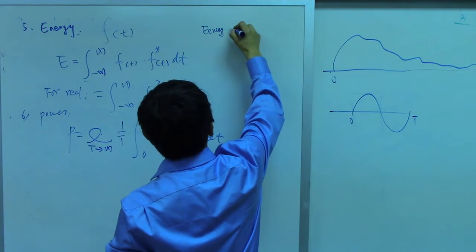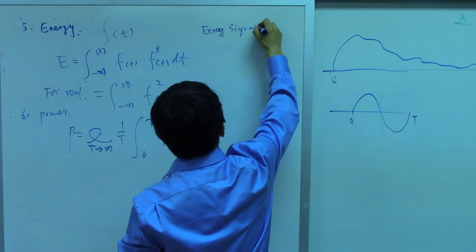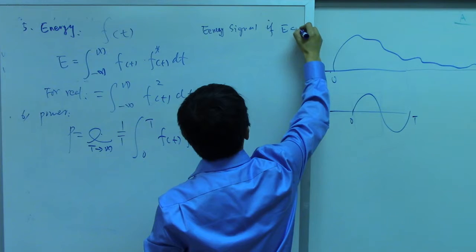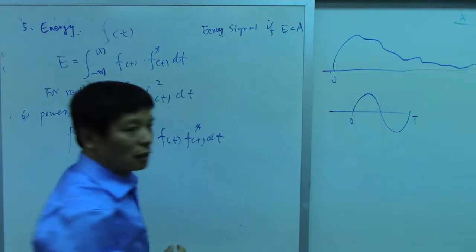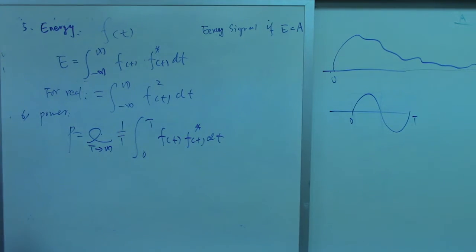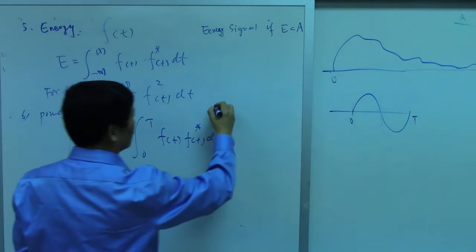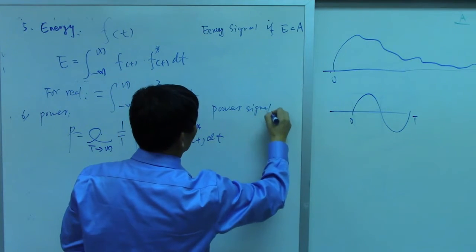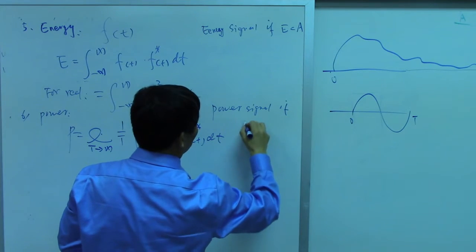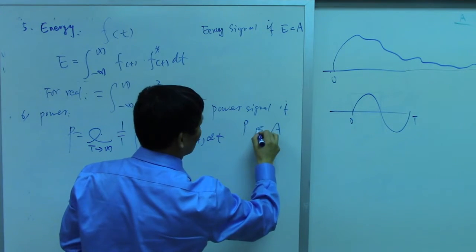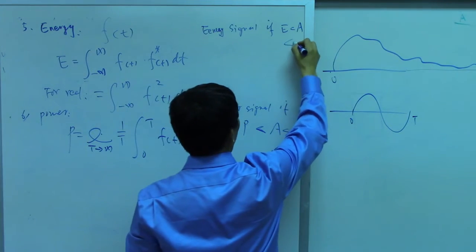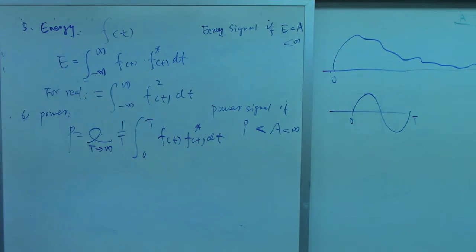An energy signal is one where the energy E is limited, that is, bounded. A power signal is one where the power A is less than infinity. It's a constant; it's less than a constant.